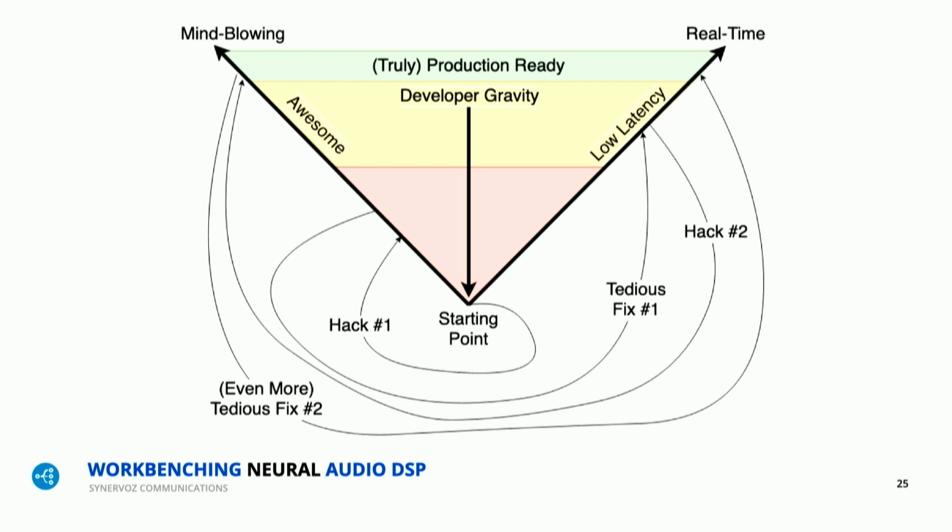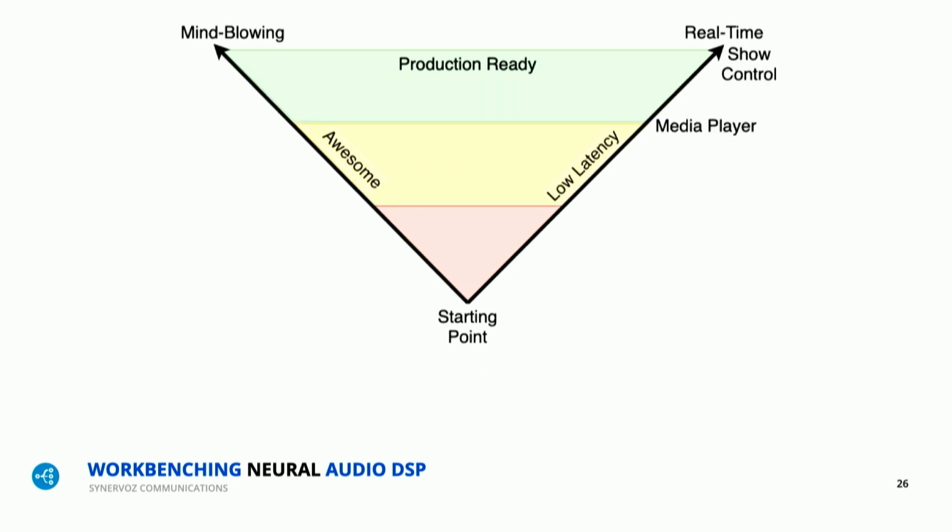So you have your idea, right? You always go to the left first, right? You want to do something awesome, but it comes at a cost, right? Your latency starts to go up, and you have to battle it back with some tedious fix to get it back to low latency, and then go back the other way, and then pretty soon you've got something that might be considered production ready, although I guess a lot of people release it still in the yellow. So maybe we can lower the bar a little bit.